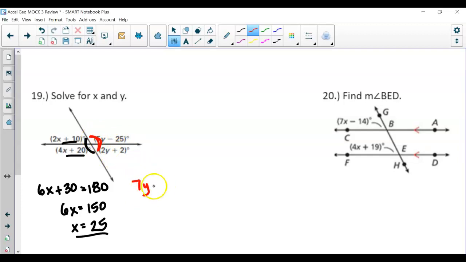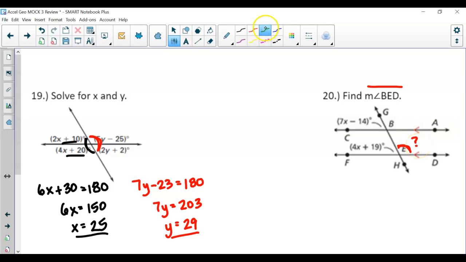So 7y minus 23 is equal to 180, right? Combining like terms. Now we're going to solve our two-step. Add 23, you get 203. So now when you divide by 7, you get y is equal to 29. So now here, 20. We are solving for an angle, BED. BED. So we're solving for this angle here. But we need to figure out what x is.